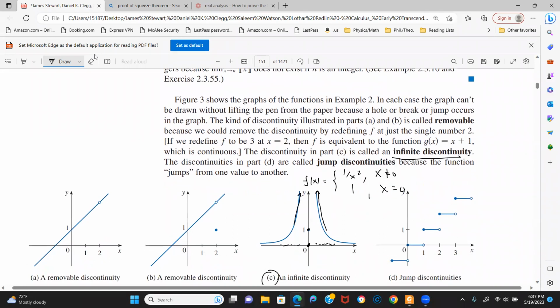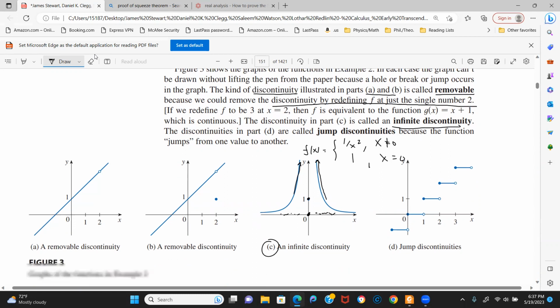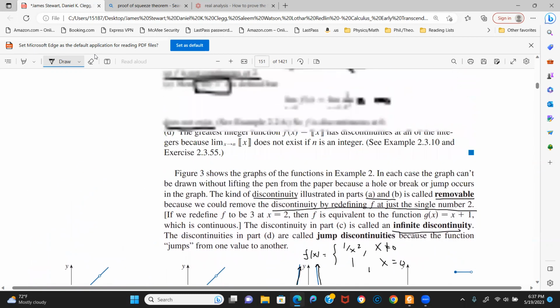So here, this is that trichotomy. I guess, not dichotomy, but trichotomy. We have this trichotomy of discontinuity. In parts A and B, we have removable discontinuity. The reason is that we can remove the discontinuity by redefining f at that single number 2.